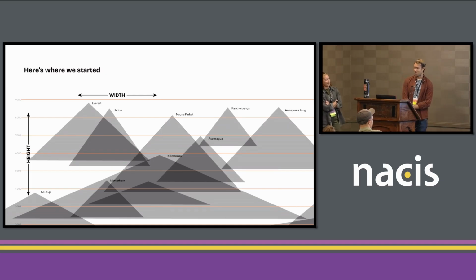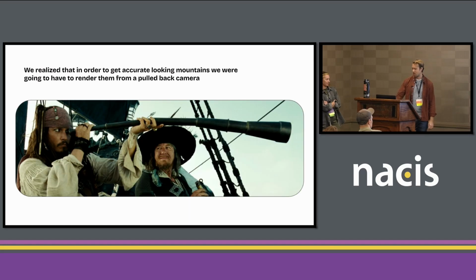We started off with all these triangles here. We wanted height, width, and all these angles of slopes. What we realized is we were going to need a render for each one of these mountains. But the question was, how do we get the perspective out of it? How do we make it that flat, kind of 2D sideways thing? And the answer to that question was looking at it from really far away with a telescope. Had to have a Pirates of the Caribbean reference in here.